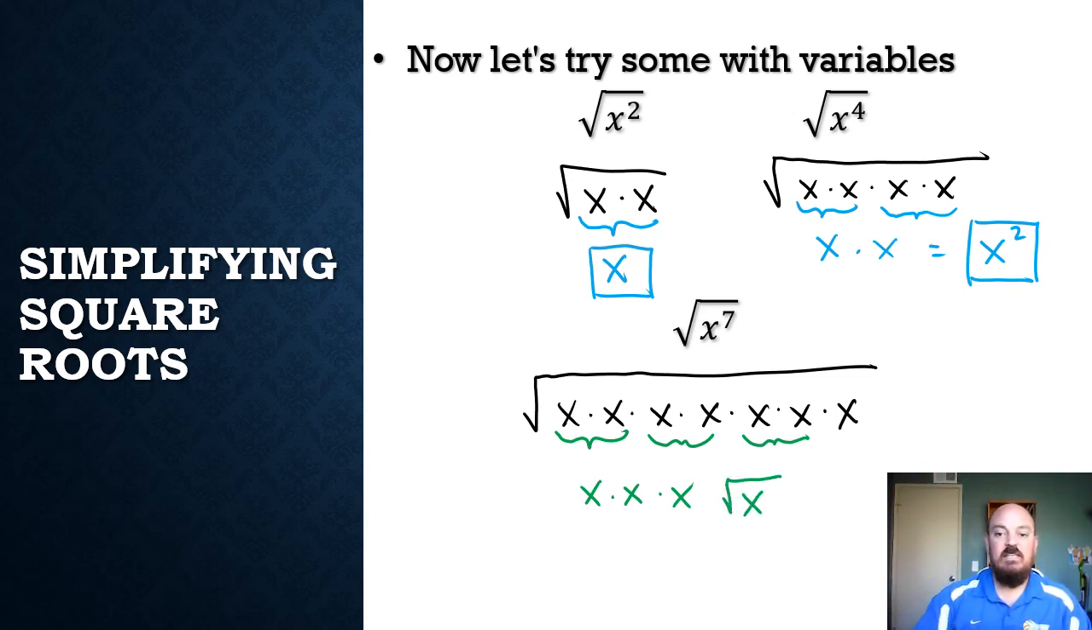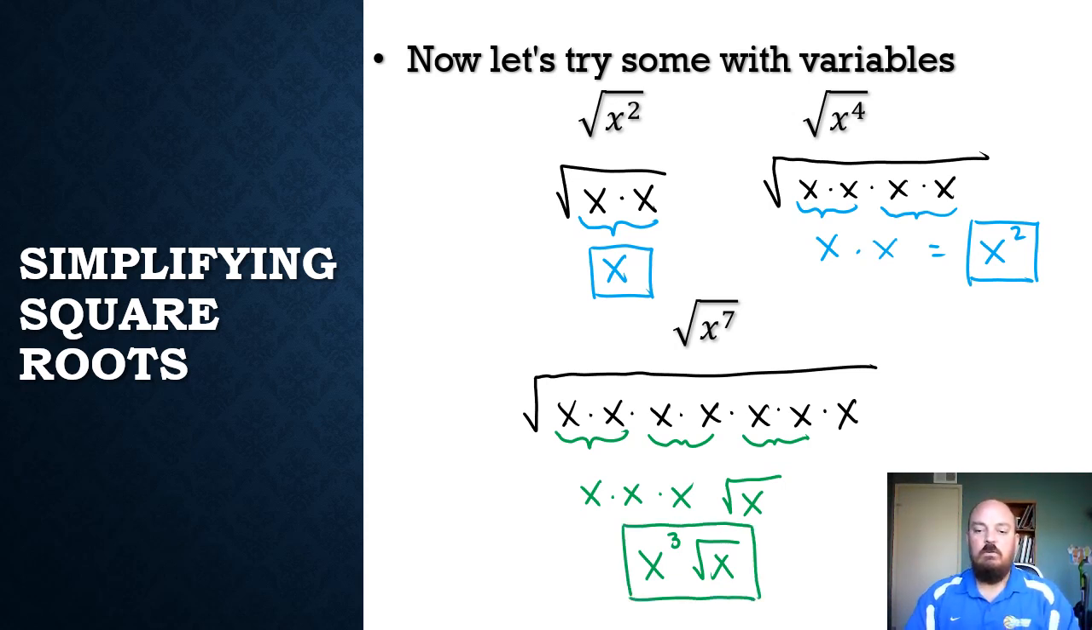Now, if there's 1 left over, that one stays inside the square root. So what we have is x times x times x, which is x to the third power, 3 of them all multiplied together, and then you still have that square root of x in your answer. So that's what x to the 7th looks like. When you simplify x to the 7th, you get x to the 3rd times the square root of x.